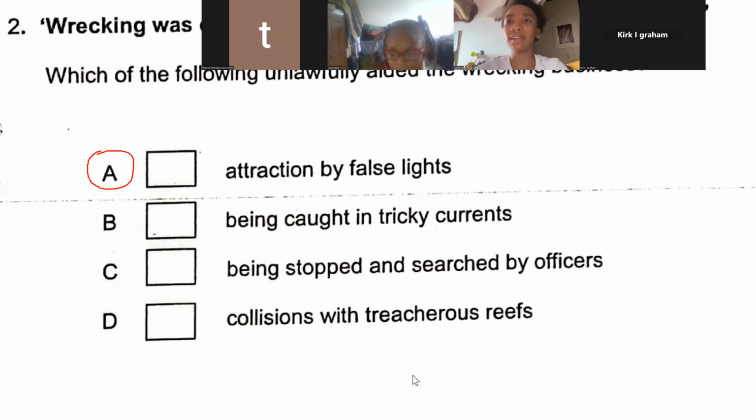Excuse me, can you hear me? I'm glitching again. I can hear you.